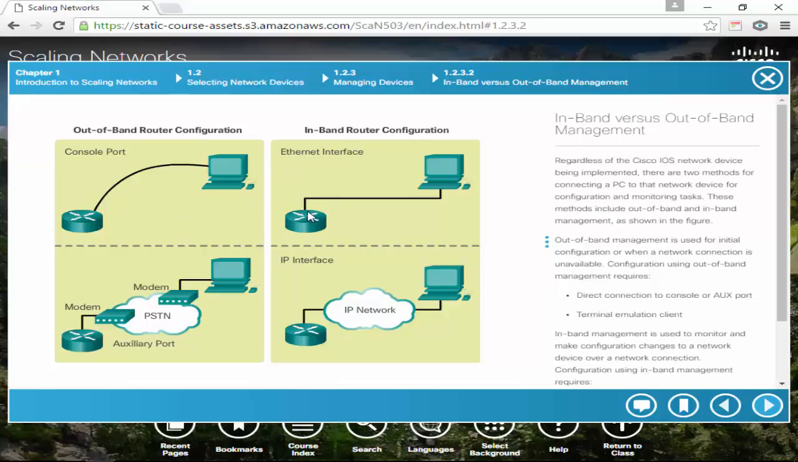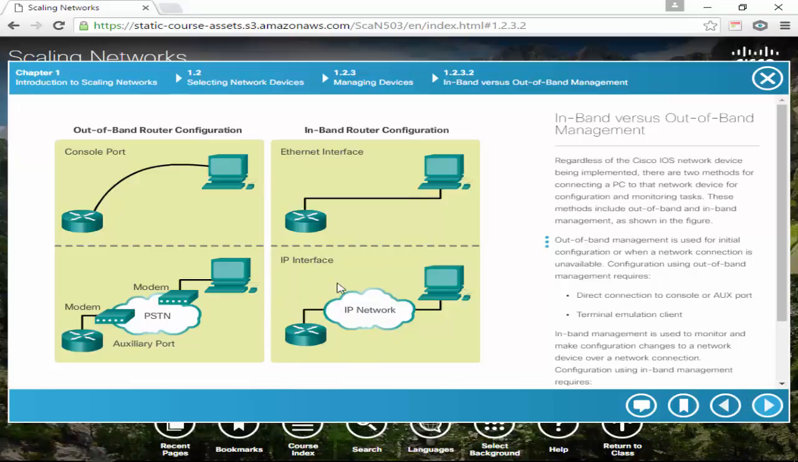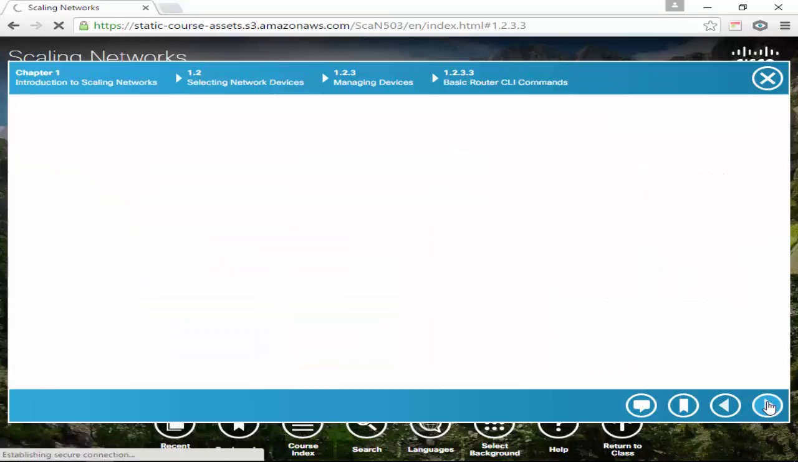Alright, so then in-band, we're in our network. We're going over Ethernet, which is based on IP, so we're in our IP network. I guess we can go through an entire network instead of being directly connected to the Ethernet interface of the router.